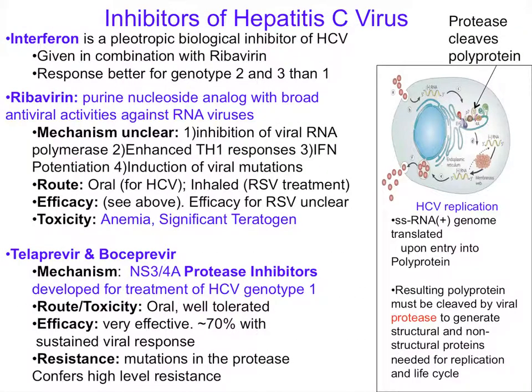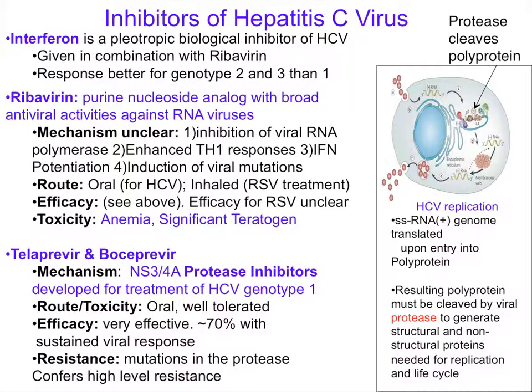We're going to end with a brief discussion of the drugs being used against hepatitis C virus. We've already mentioned interferon. Pegylated interferon has pleiotropic effects against hepatitis C and for the longest time has been a mainstay of therapy for hepatitis C. The challenge with interferon for hepatitis C is that the response rates are actually quite poor.